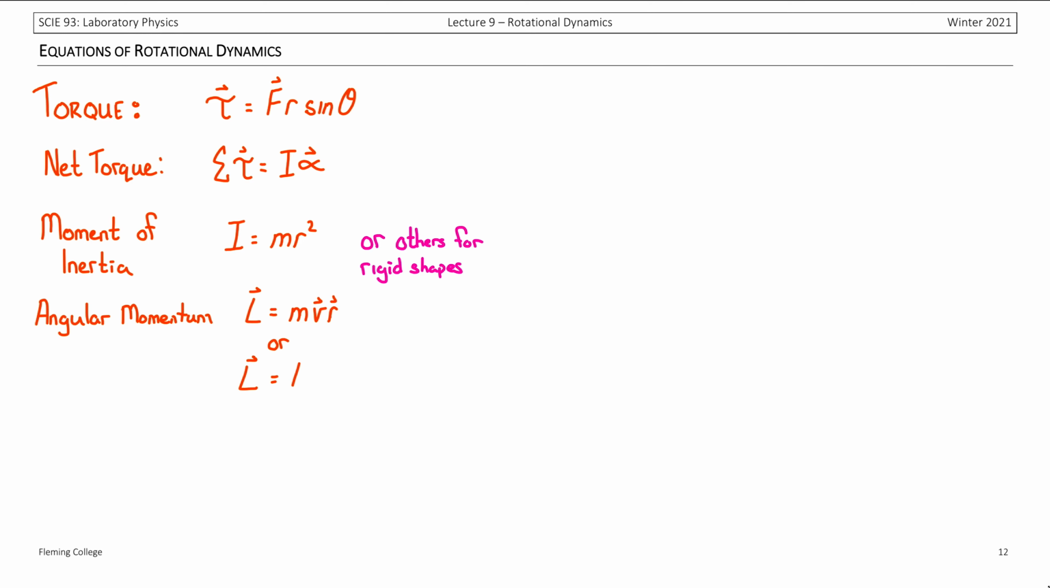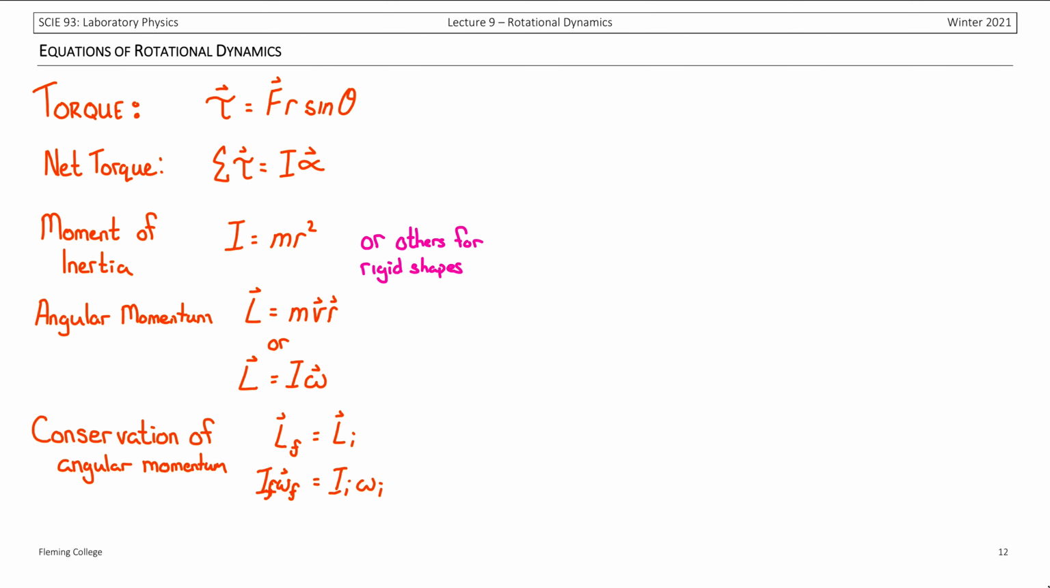and its angular velocity. And we also saw that the conservation of momentum applies to angular momentum as well. So that our angular momentum in our final stage should be equal to the angular momentum in our initial stage if we have no net torque. And we can break that apart as moment of inertia final multiplied by angular velocity final is equal to moment of inertia initial multiplied by angular velocity initial.